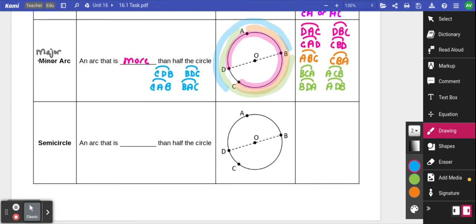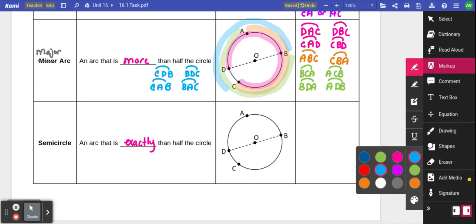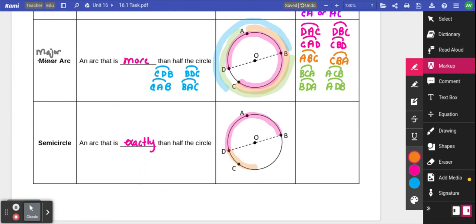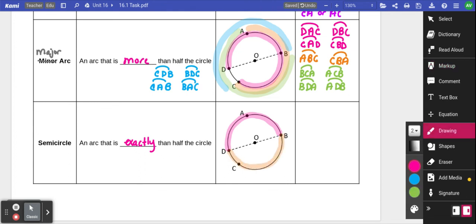The last new vocab word of today is what's called a semicircle. Now, a semicircle is an arc that is exactly half the circle. In this picture, there are only 2 semicircles. There's the semicircle here, that's sort of the top half of the circle, and there's the semicircle here, that's sort of the bottom half of the circle. Now, if we just named these semicircles by their endpoints, they would both be DB, but we wouldn't know whether we meant the top half or the bottom half, so we have to include a middle letter here.